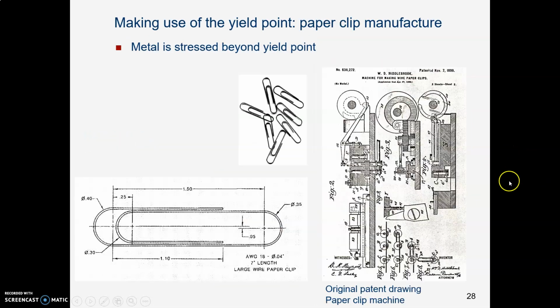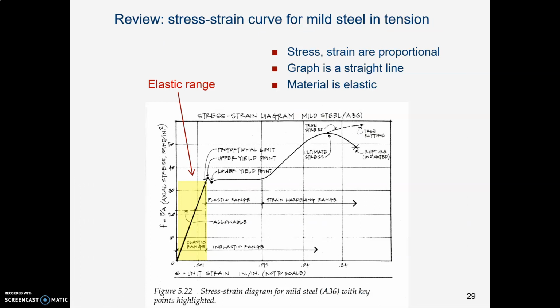Or we can use this, exceeding the yield point, to make things like paper clips. And you've probably done this with a piece of wire sometime. You bend it so far that you can't straighten it again.